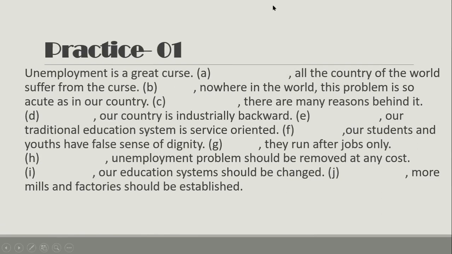Unemployment problem is a great curse, yes. Dash, all the country of the world suffer from the curse. So now here we can say in these days. Okay, in these days all the country of the world suffer from the curse. So the suitable connector that can be used here is nowadays. Okay, nowadays all the country of the world suffer from the curse. Okay, dash, nowhere in the world this problem is so acute as in our country.